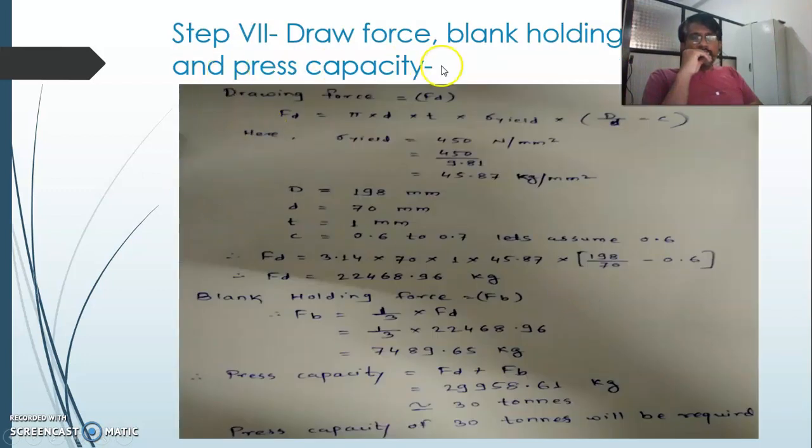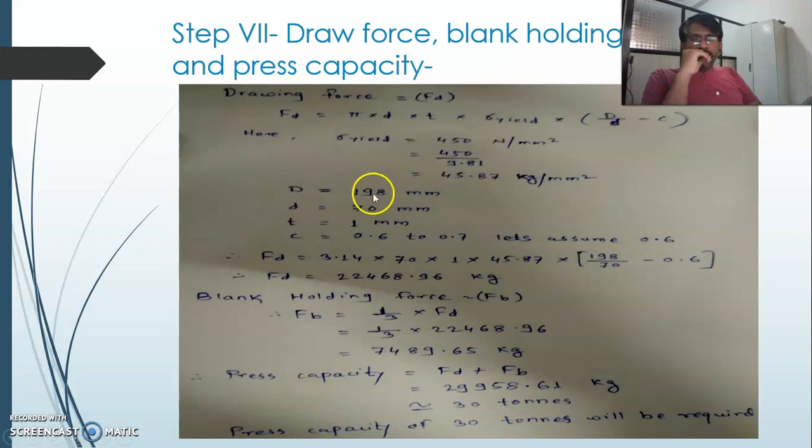The next step is to calculate the draw force, blank holding force, and provide the press capacity required to complete the operation. The drawing force FD is given by the formula pi into d into thickness, where d is the shell diameter, into sigma yield into D by d minus C. The capital D is the blank diameter, small d is the shell diameter, and C is the constant whose value we take as 0.6 or 0.7 or in between.